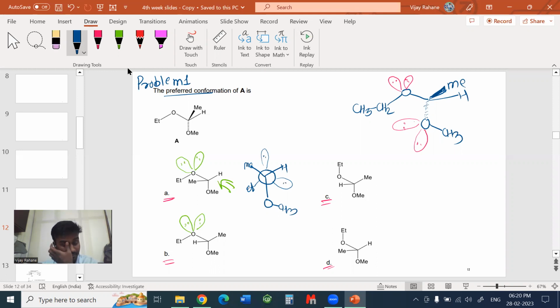For the second one, if we draw, the methyl group will be here, hydrogen will be here, and OMe is here, and ethyl is here. Here one lone pair and another lone pair is here. Similarly, we will draw for C and D.